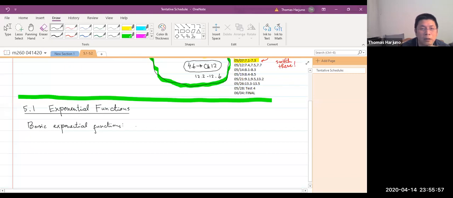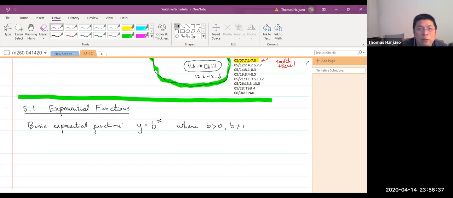It has the pattern y equals b to the x. Let me see, our textbook uses A or B for the base. I think they usually use B, but let me make sure. They use B, okay. Because the SMC textbook uses A as the base, I will use B to the x, where the B, the base, has to be positive and cannot be 1.